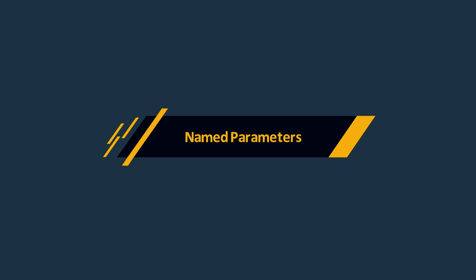Hello guys, welcome back. Named arguments allow us to specify the arguments for a method without worrying about the order of parameters in the method's parameter list. We can specify the argument for each parameter by using the parameter name.